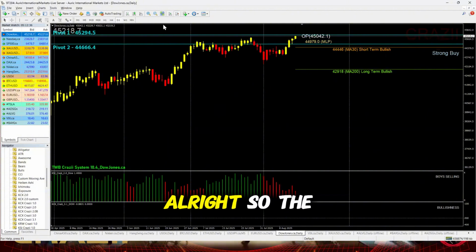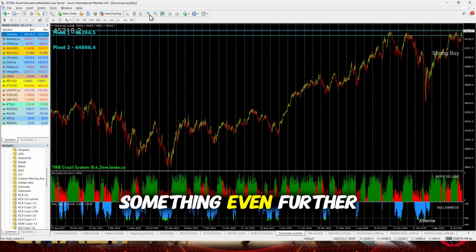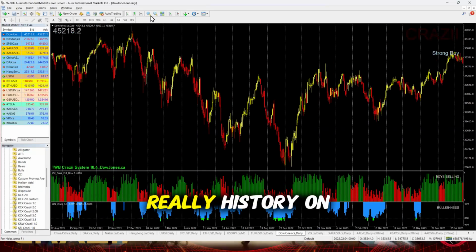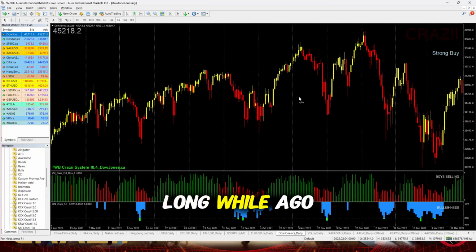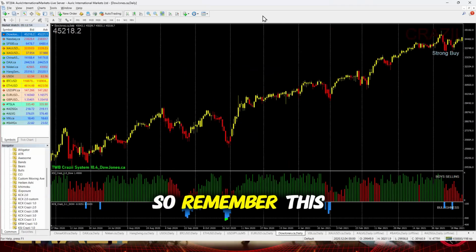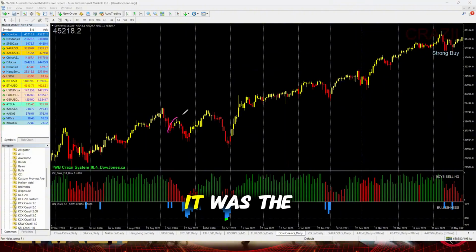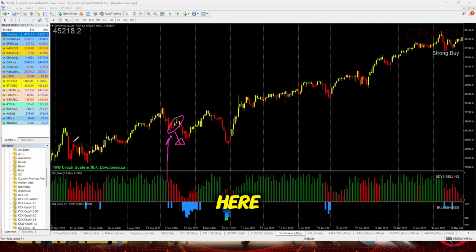All right. So the thing is this, if you look back into the historical pattern, if you don't believe in this, you will see something even further. I can bring you back in history on the chart here itself. I moved back all the way to a long while ago, somewhere around here, whereby it's easier to see. Okay, so remember this period where the Dow was at 2020, it was the same thing again. The market was going up, and then the KSI was red from the very beginning. And of course, again, a lot of people think that I'm wrong, but the market collapsed. Okay, so same thing again when the market rebounded over here, but the KSI was red and then it came down. You got an idea now?